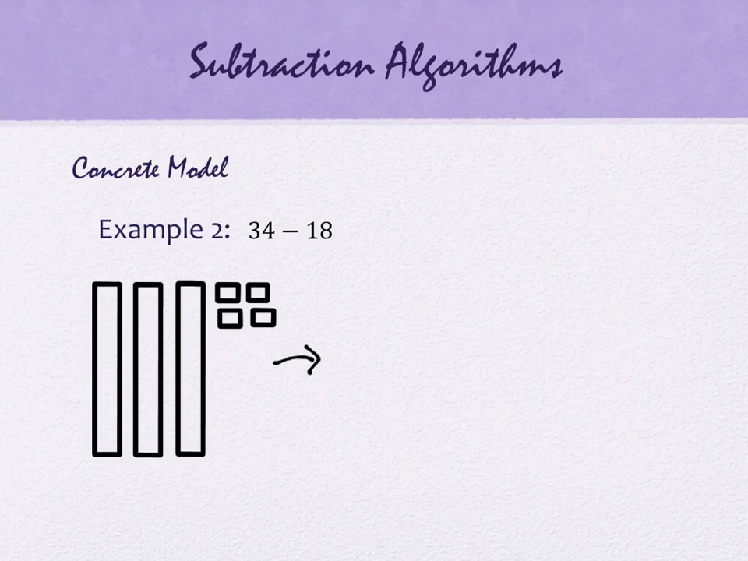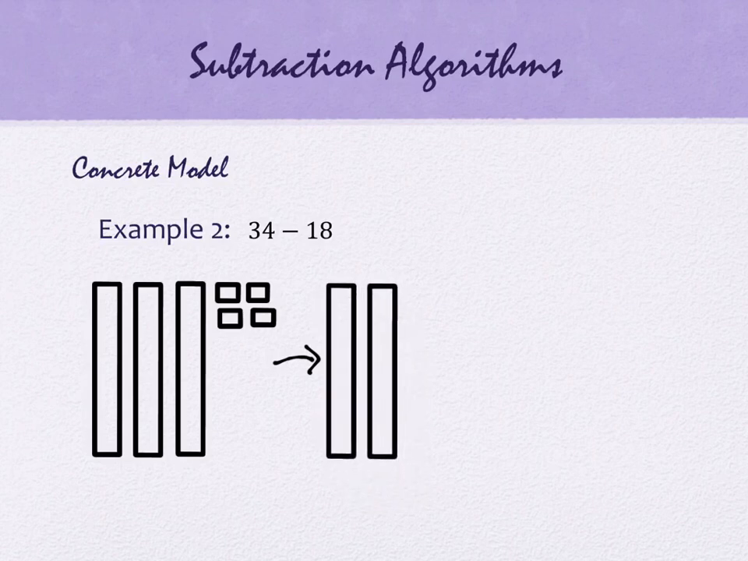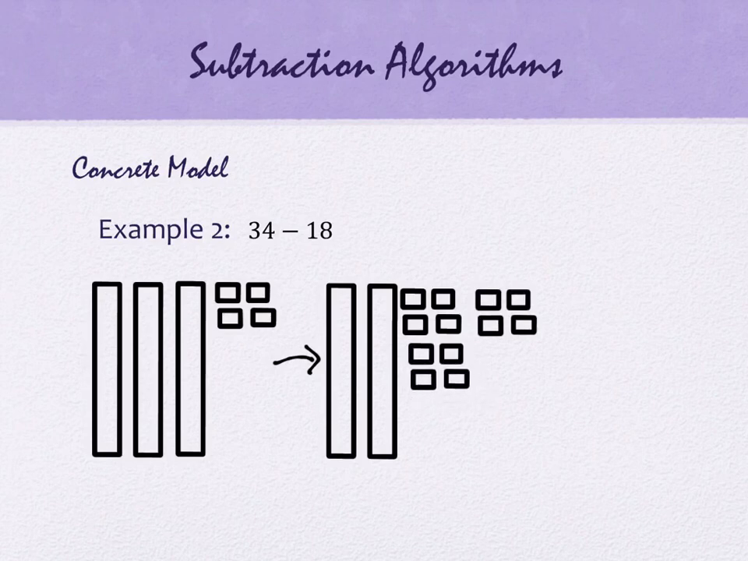So I'm going to change the diagram. And so instead of the diagram having 3 longs, I want it to have 2 longs. And instead of just having 4 individual units here, it'll have those same 4, but it needs to have 10 more. Okay, so there's my 10 individual units with the 4 units there. It's still the same number. It's still 34. But it's in a form that I can actually take some things away.